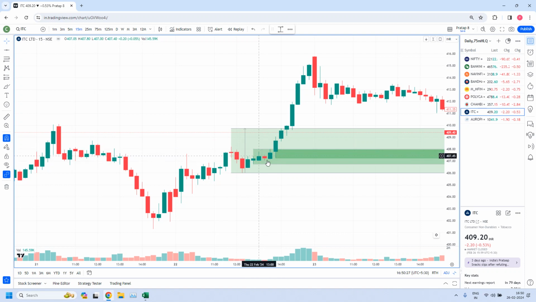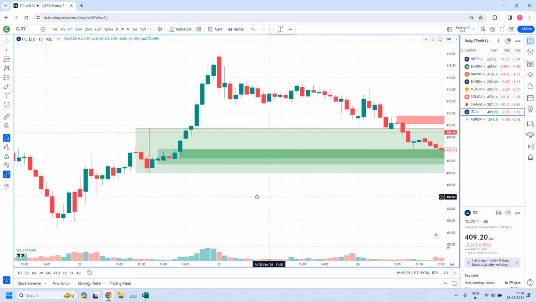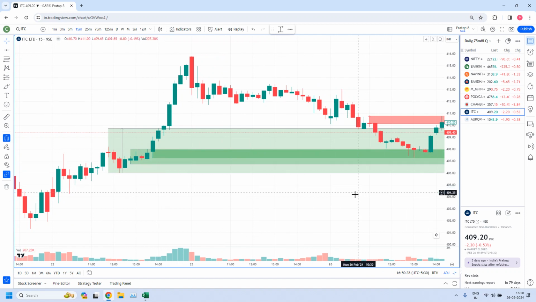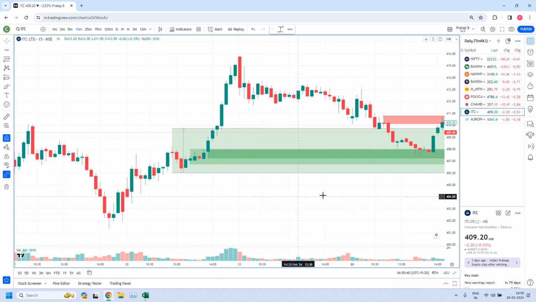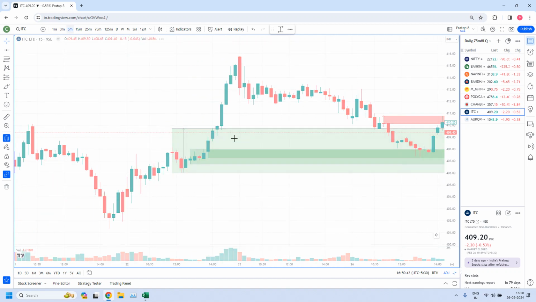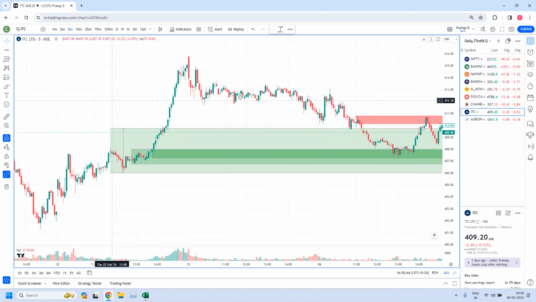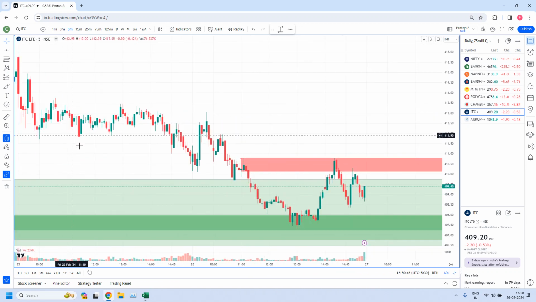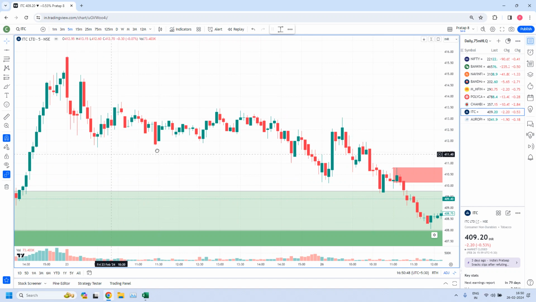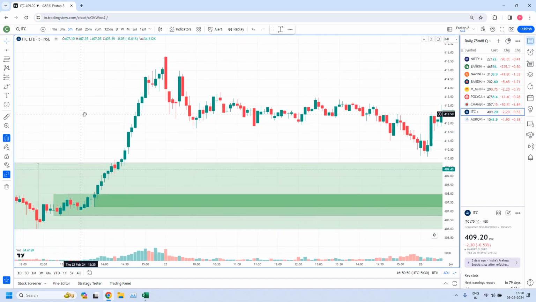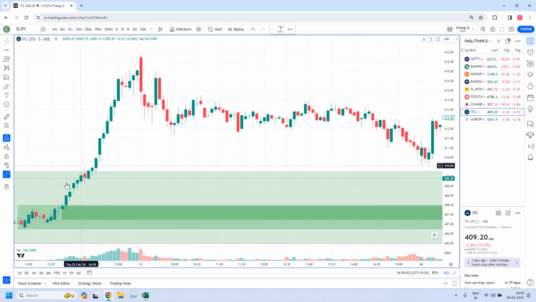So this is the 75 minutes, this is the 15 minute zone inside the 75 minute zone. Rally base rally. Inside this rally base rally, again you identify a 5 minute zone. See here, again we have a rally candle, 2 base candles, again a rally candle.